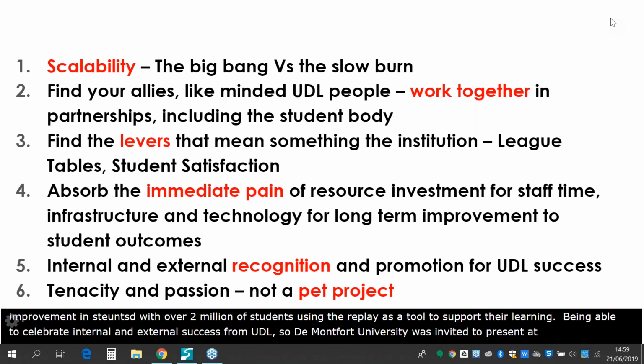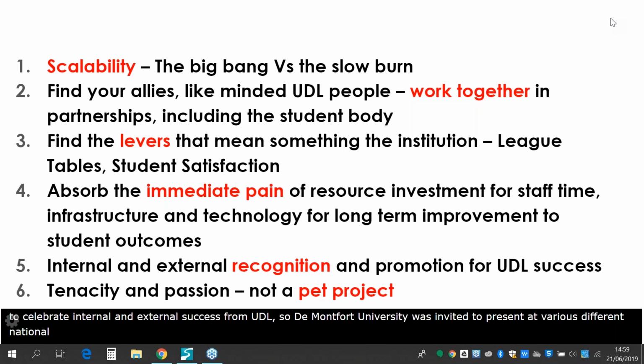The Department for Education and the Institute of Employment Studies have all come to De Montfort University to see how they can take forward our practice in their own learning. So we have had in excess of 90 universities in the UK come to us and ask how we can support them in their UDL developments.